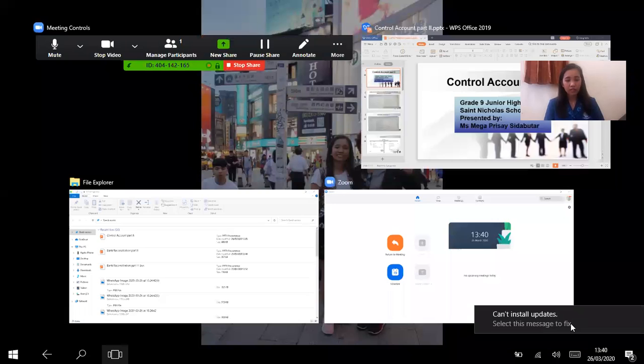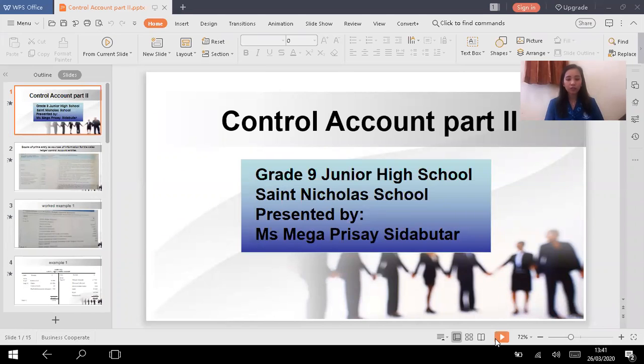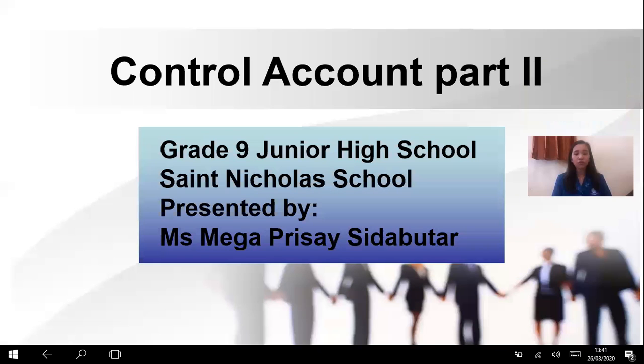So, for now, we will continue our next lesson on accounting. Today we will learn about the same topic. It's about control account, but this one is control account part 2. Please prepare yourself. You can open your book. We will study the next chapter. Basically, for control account part 2, we will mostly discuss the questions and examples from your book.